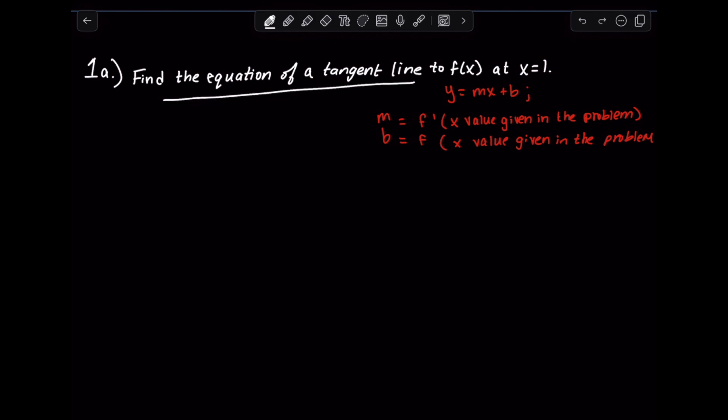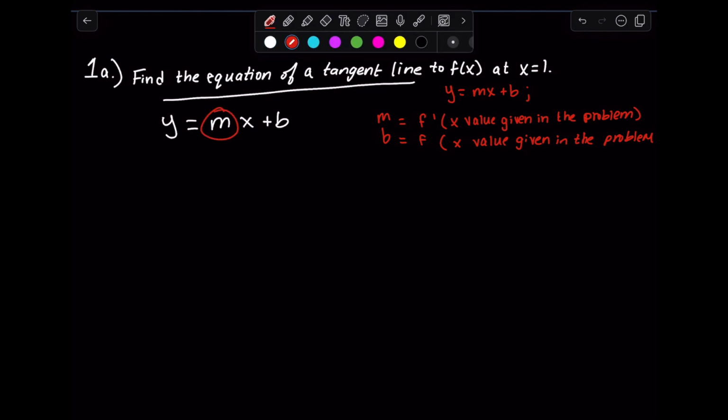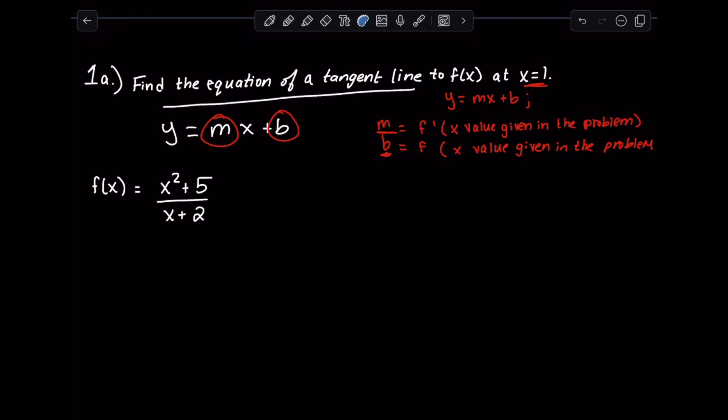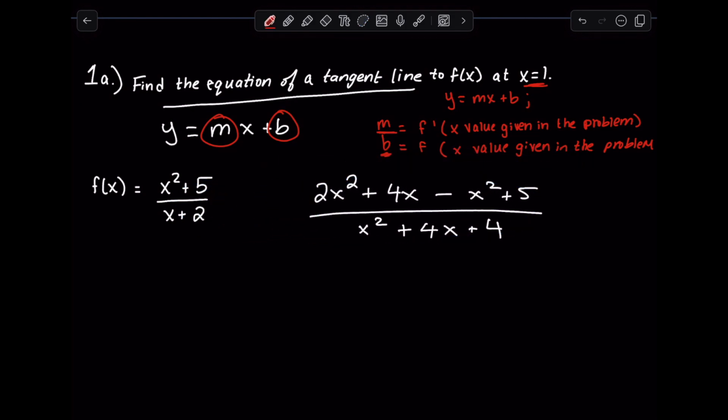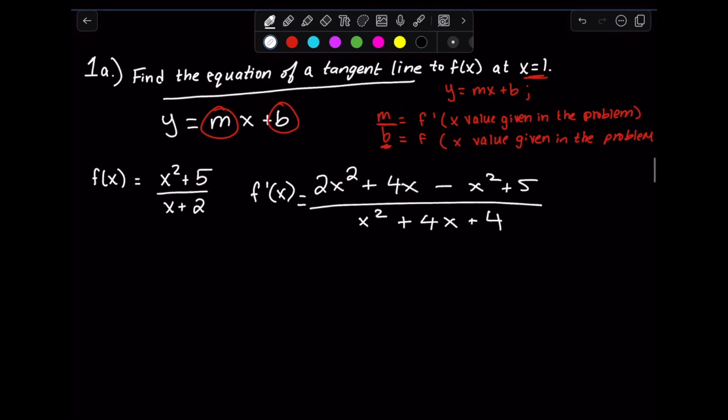You just need to understand that, like you learned in algebra, y equals mx plus b, where our job is to just define m and b, where m is the value you obtain when you plug in x equals 1 to the derivative that we just found, and then b is the value you get when you plug in x to the given f of x statement. So it's given that f of x equals x squared plus 5 over x plus 2, and then we just found previously that the derivative f prime of x equals this.